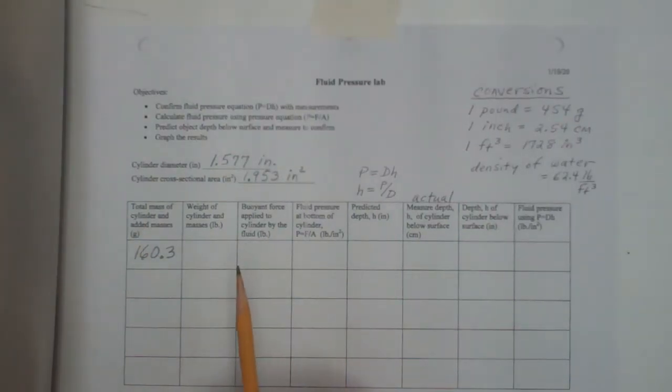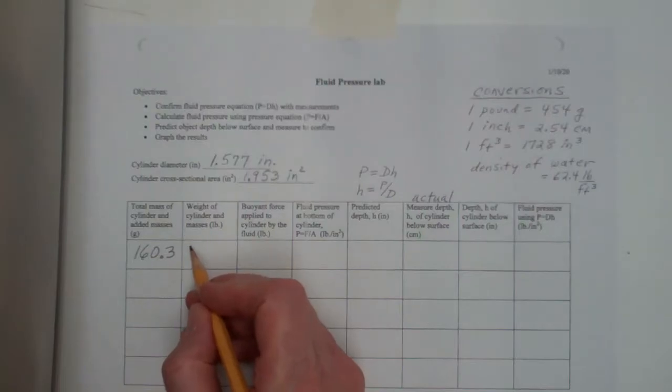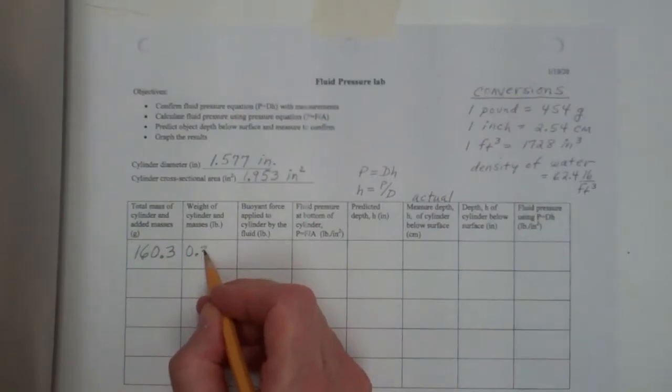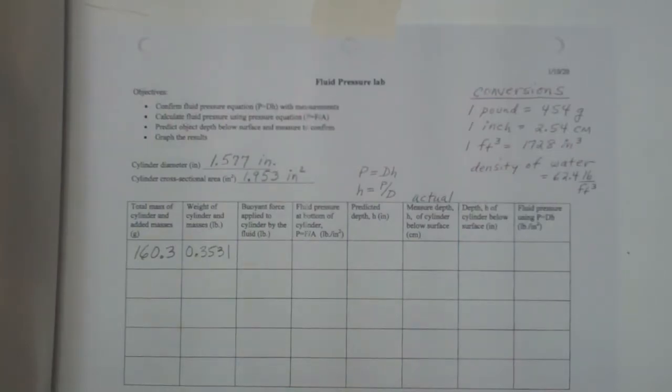All right, so I've set up this lab to be expressed in English units. So we're going to convert the grams to pounds using the conversion 454 grams to a pound. And if you do that, then the weight of the floating object is 0.3531 of a pound, again expressed in 4 significant figures. And you'll also notice that the mass from our scale was also in 4 significant figures.